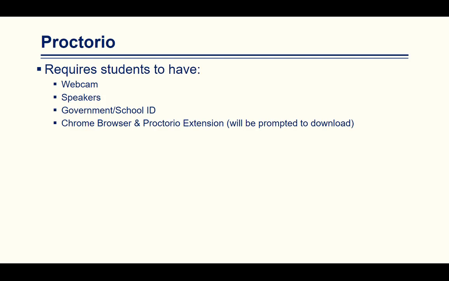In order to use Proctorio, students will need a webcam on their computer, speakers on their computer, and a government or school ID to show. They'll also need to download and use the Chrome browser. Within the Chrome browser, they will be asked to download and install the Proctorio extension, and there'll be steps on how to do that later in this video.